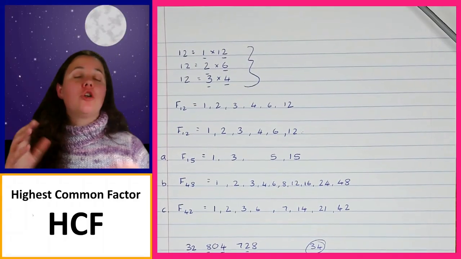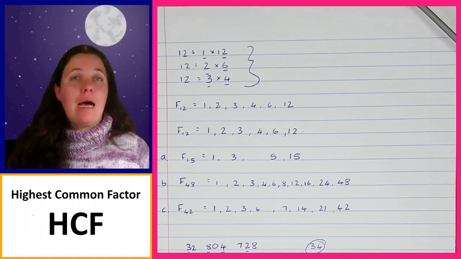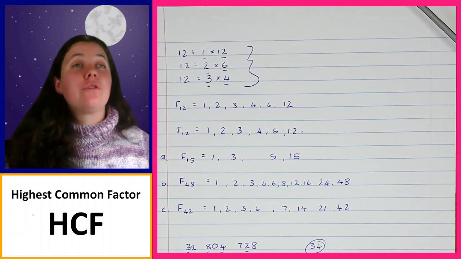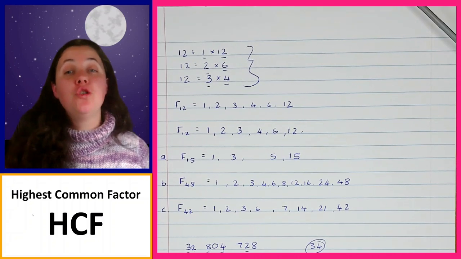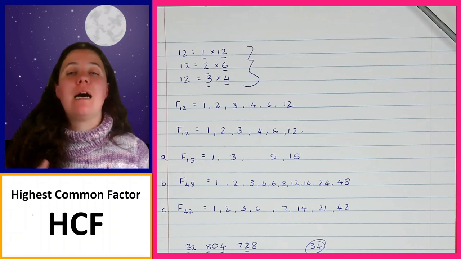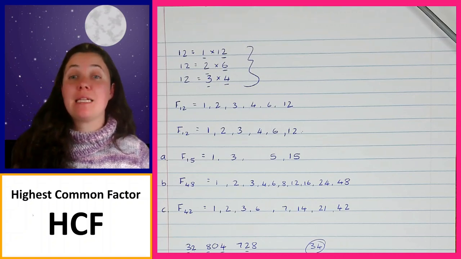So obviously, common means the same. Highest, you know what highest means. Okay, now we know what factors are. So highest common factors, this is where you have two numbers or more numbers, and you want to find out what is the highest number, which is a factor of those numbers, which is the same.